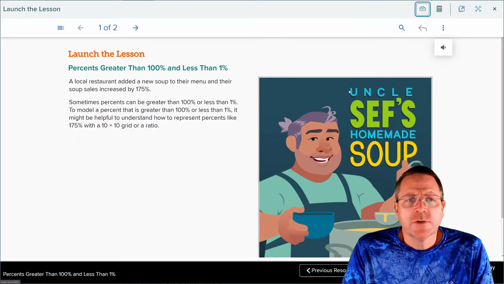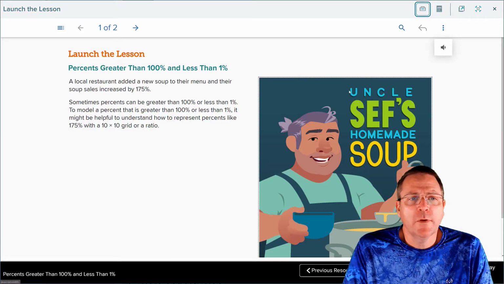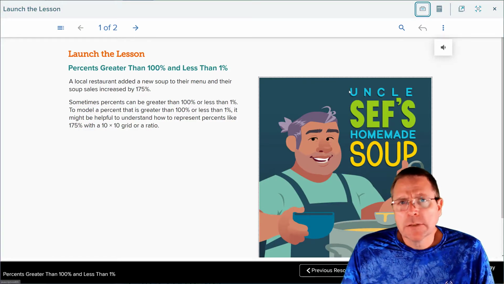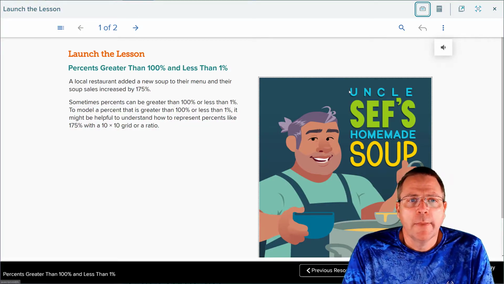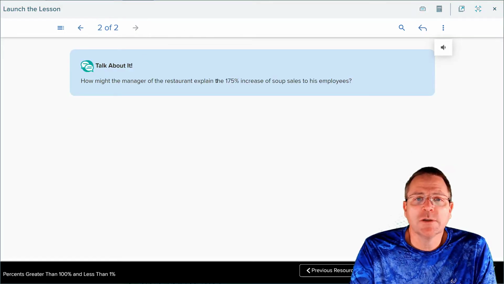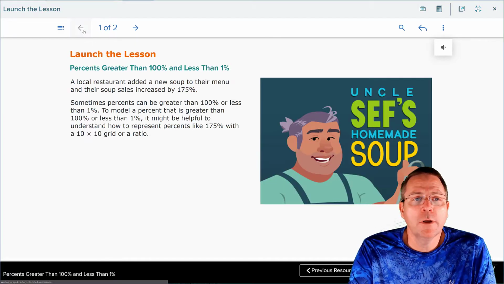A local restaurant added a new soup to their menu, and their soup sales increased by 175%. But how do you get a number greater than 100%? That's what we're talking about when I said growth. And that'll go ahead and answer the next question here, which says, how might the manager explain the 175% increase in soup sales to his employees?